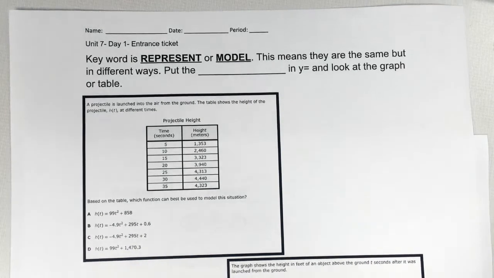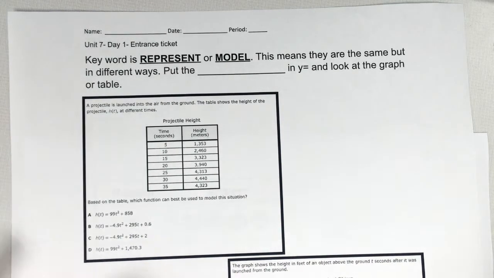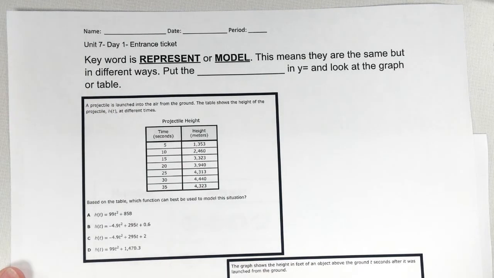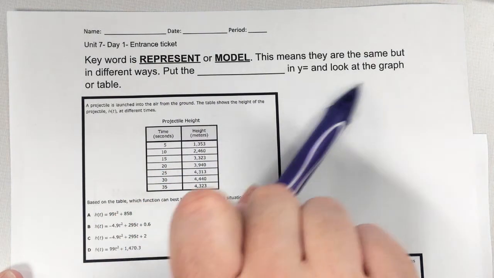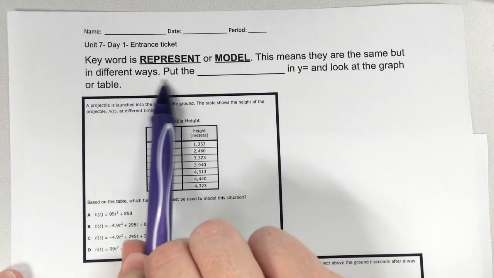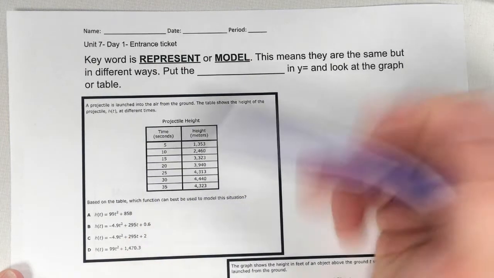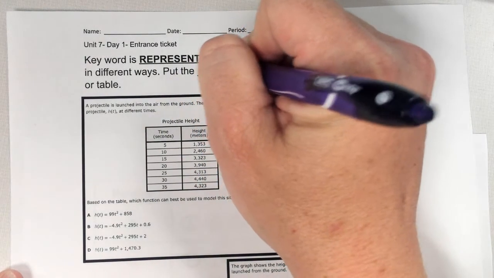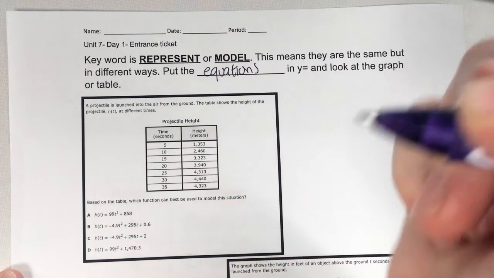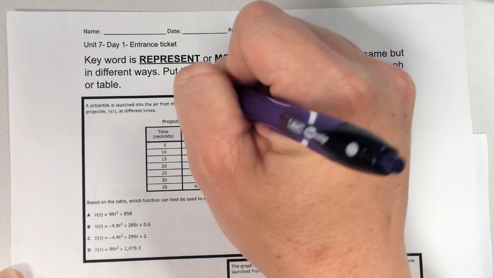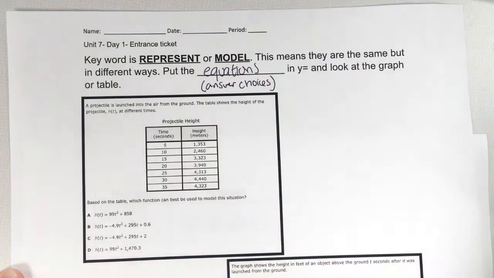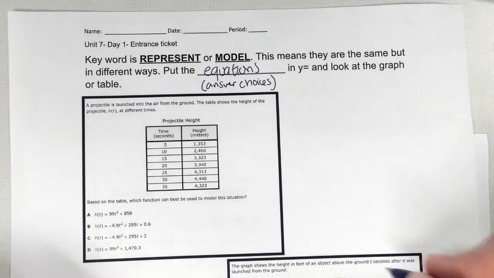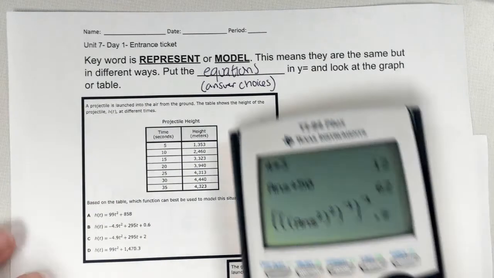Alright, y'all. This is day 1 entrance ticket for STAR review. Okay, so the keyword is represent or model on the problems we're working on today. This means they're the same but in different ways. So what you're going to do is put the answer choices, your equations, in y equals, and look at the graph or table. So I'm going to start on this first one.